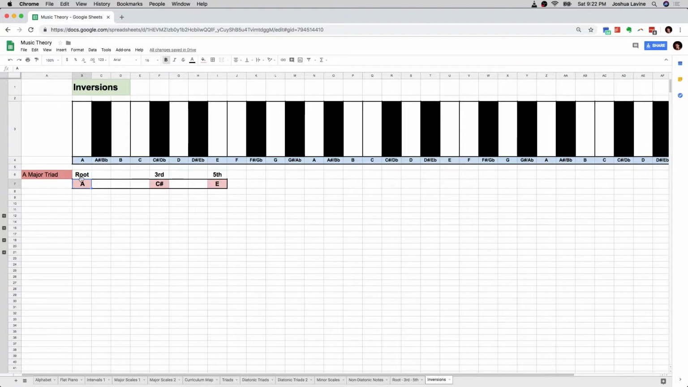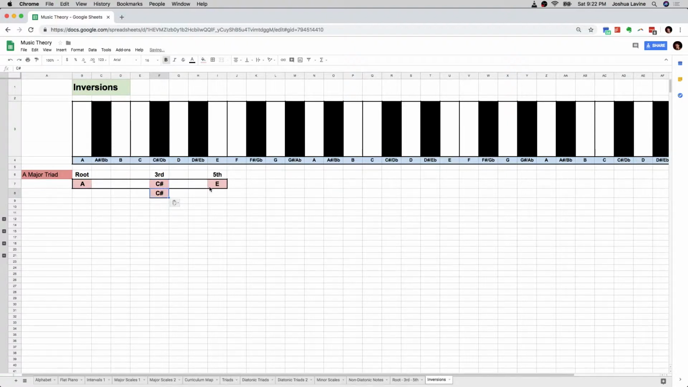Well, what if I were feeling saucy one day and I decided that I want to play this chord, but I don't want to play the A here, I want to play it over here? What if I wanted to have C sharp, E, and A, but I wanted to play them in this order as opposed to this order? Could I do that? And would it still be called the A major triad? And the answer is yes. Actually, it would still be called the A major triad.